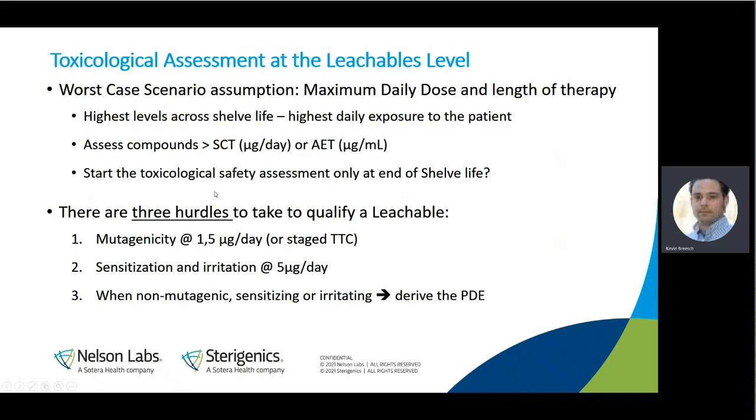And then the question may arise, can we start a tox assessment only at the end of shelf life? Personally, I think it becomes very critical. The leachable program is finished. You want to move to the market as soon as possible, get your approval. If you evaluate the leachables profile only at the end, and you have to overcome these three hurdles: mutagenicity, sensitization, or a permissible daily exposure. And you have concentrations above these hurdles, which you are not able to waive these risks. You will have to do additional studies, and that will delay the whole process.